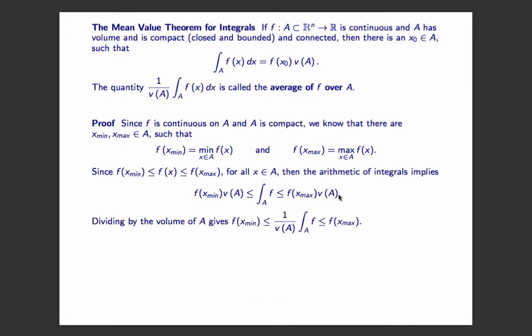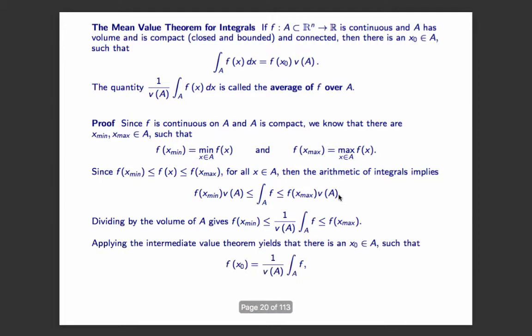Dividing all three terms by the volume of A, again supposing the volume of A is not 0, gives us this inequality. Right? F at its minimum is less than or equal to the average of f over A, which is less than or equal to f at its maximum. So then, applying the intermediate value theorem yields that there is an x naught in A equal to that average value.